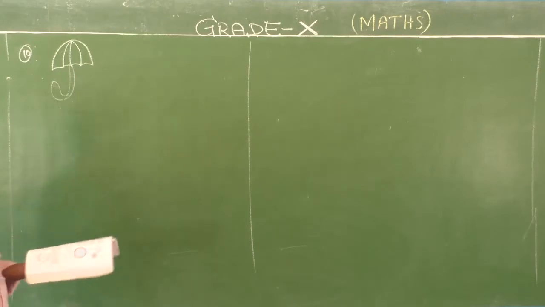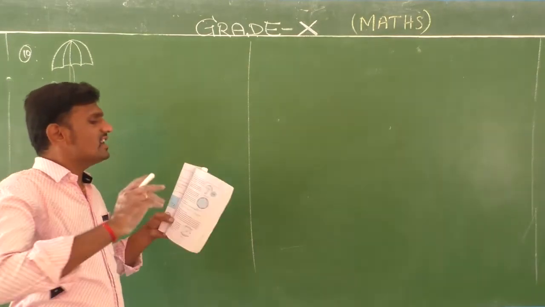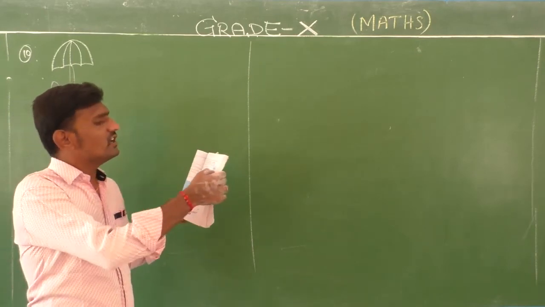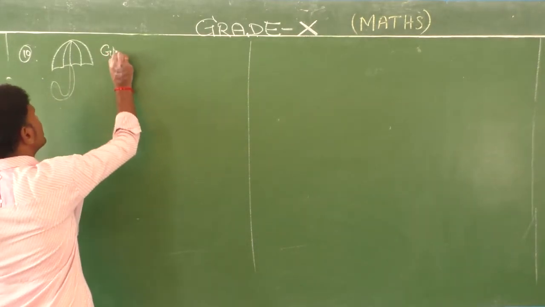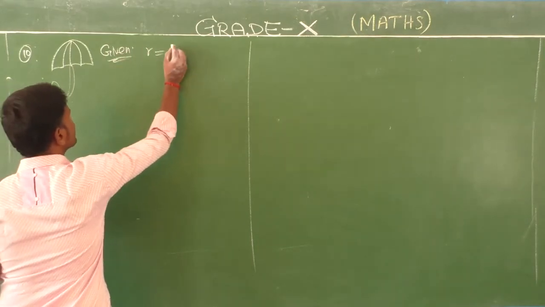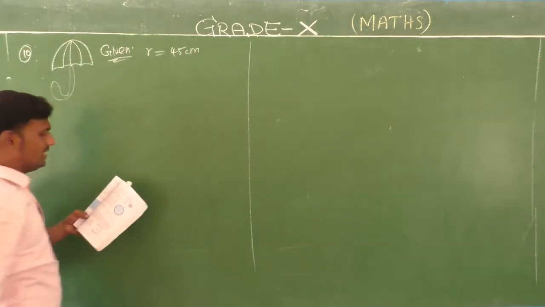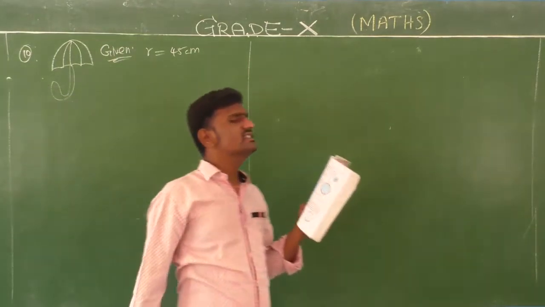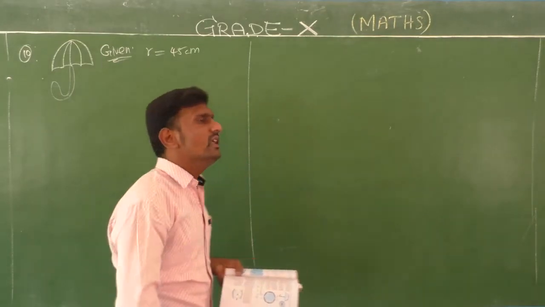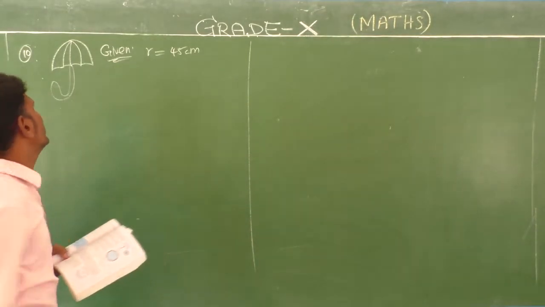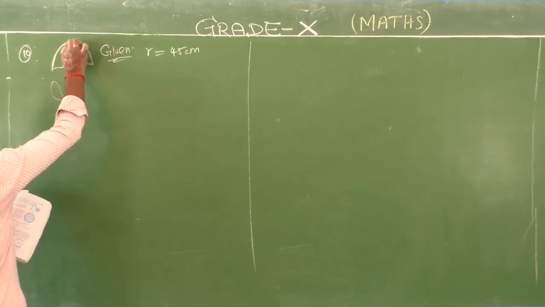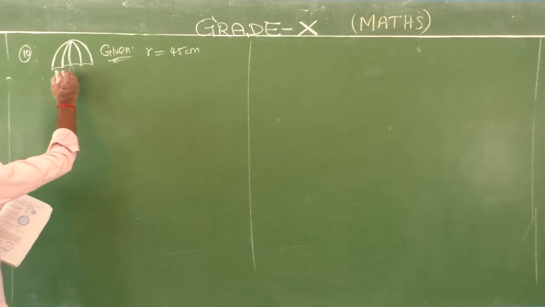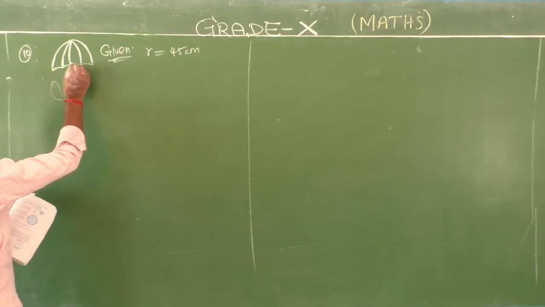Assuming the umbrella to be a flat circle of radius 45 centimeters. So radius is 45 centimeters. Find the area between the two consecutive ribs. What do you mean by consecutive? Next by next. You have this rib, this and all. We are going to mention by ribs. Now you have a circular figure.